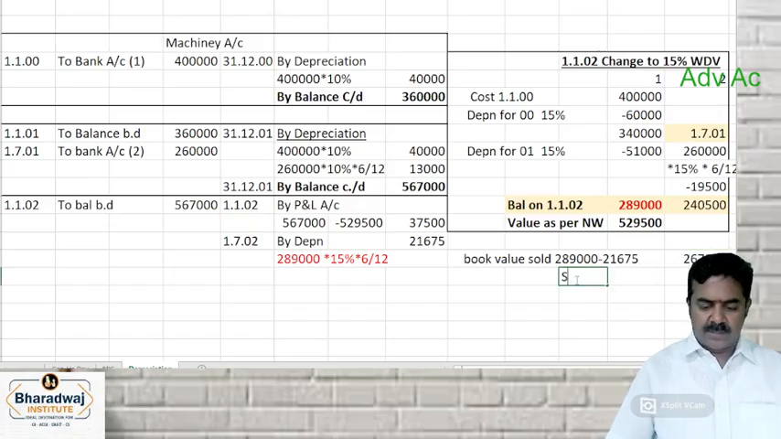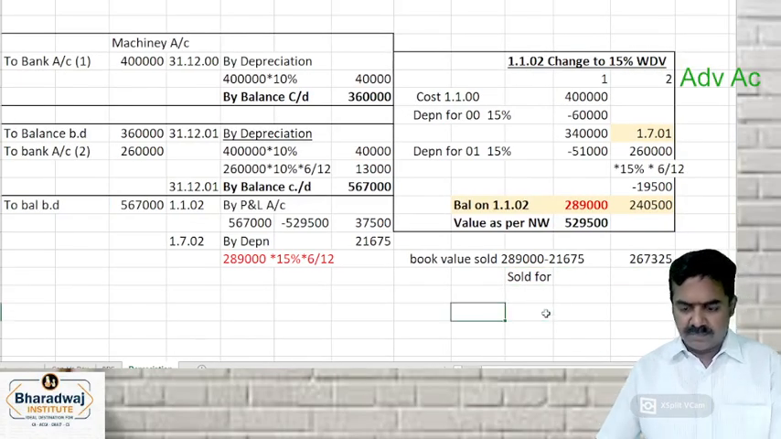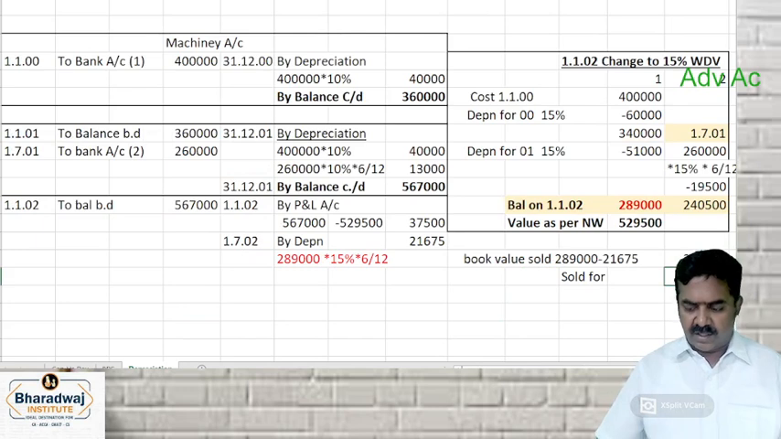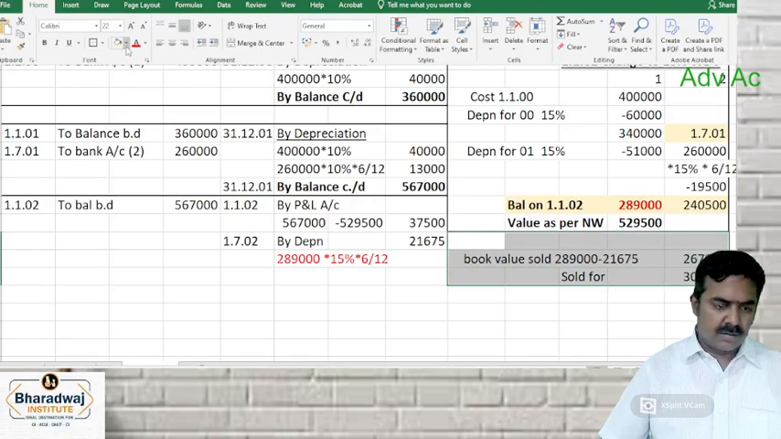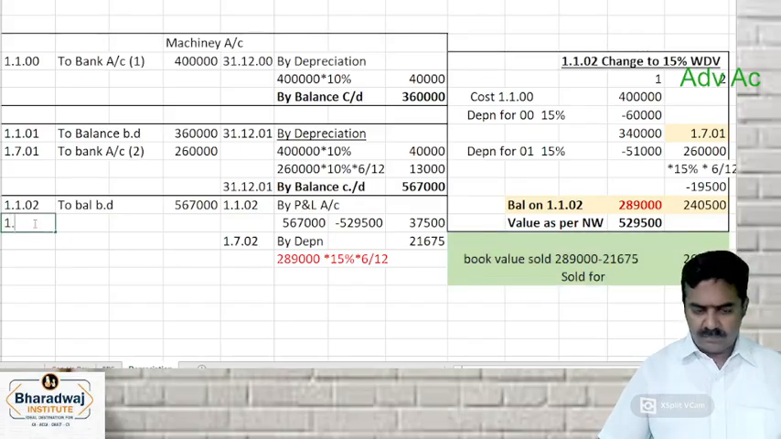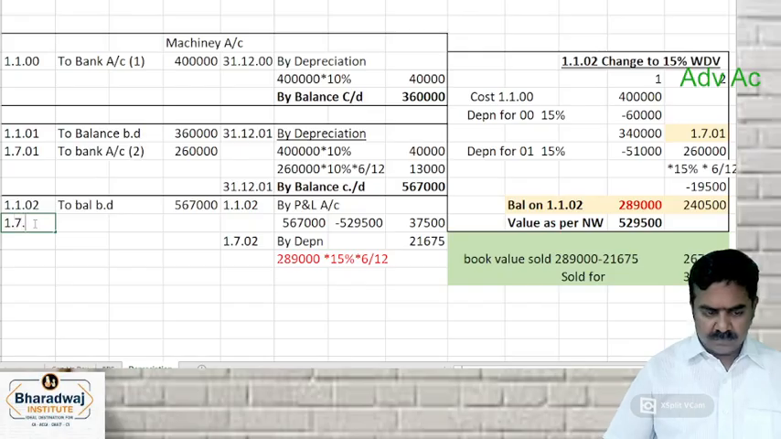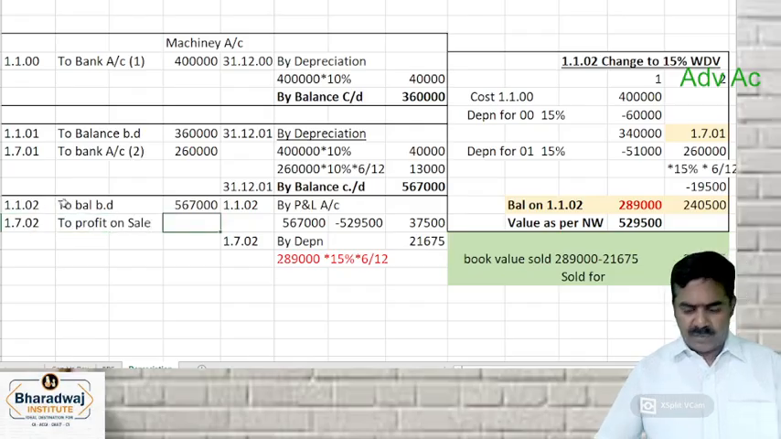It is sold for how much? Sold for 3 lakhs. Now profit or loss? Profit. Profit on sale.